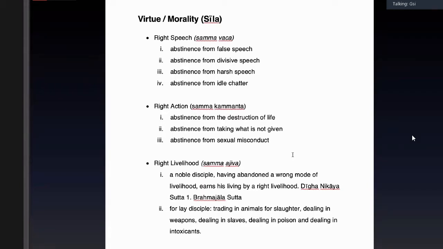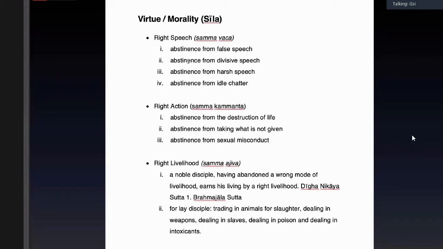This morality part, when you have a standard noble eightfold path morality, will be something like this. Morality here falls under right speech, right action, right livelihood. Right speech is abstinence from foul speech, divisive speech, harsh speech, and idle chatter. Then right action is abstinence from destruction of life, abstinence from taking what is not given, abstinence from sexual misconduct.